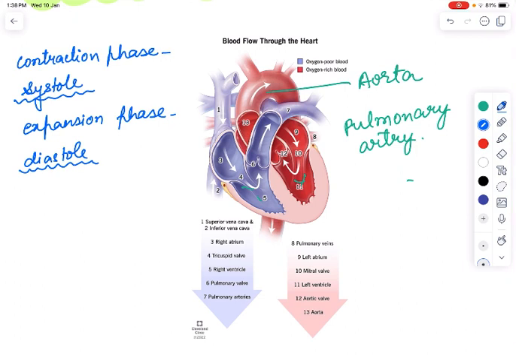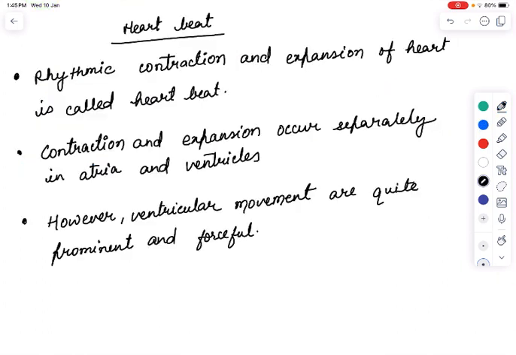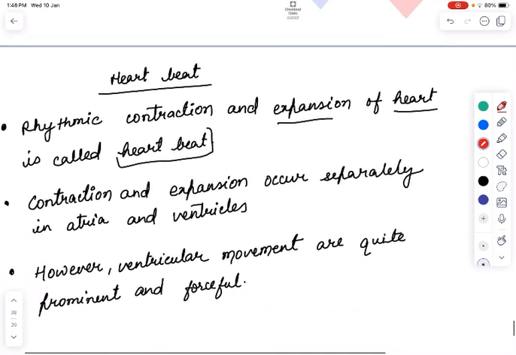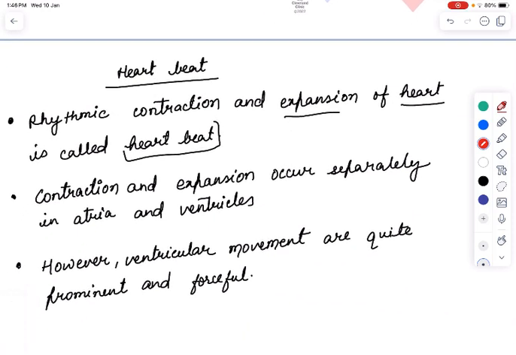At the end of ventricular systole, the ventricle starts relaxing. Ventricular diastole. Meanwhile, the atria have also been relaxing. So the rhythmic contraction and expansion of heart is called heartbeat. अभी मैंने क्या बताया, कॉन्ट्रैक्शन बताया, एक्सपेंशन बताया. तो रिथमिक हो रहा है, कॉन्ट्रैक्ट हो रहा है और एक्सपैंड हो रहा है. जो लगातार कॉन्ट्रैक्ट और एक्सपेंशन हो रहा है हार्ट, उसे हार्ट बीट बोलते हैं.